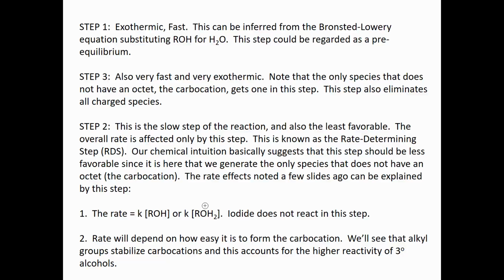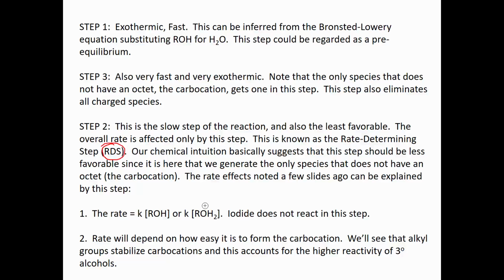The only species that doesn't have an octet, in this case, the carbocation, acquires one. This step also really eliminates all of the charged species, so it gets rid of all the charges as well. All right, in step 2, this is the slow step of reaction, and it's also the least favorable. The overall rate of a reaction is affected only by its slowest step, and this is known as the rate determining step. We're going to give it the abbreviation RDS.